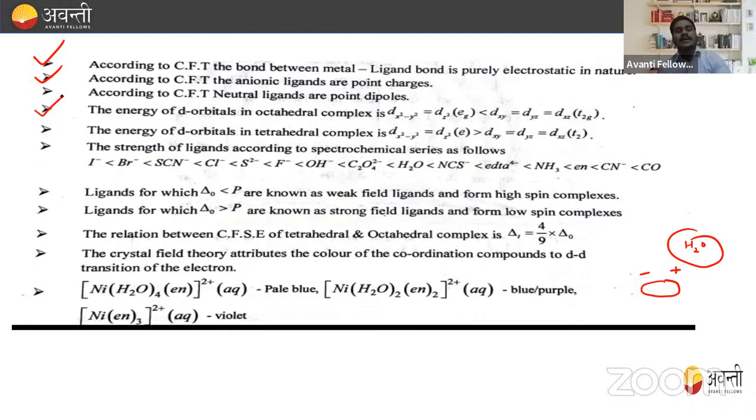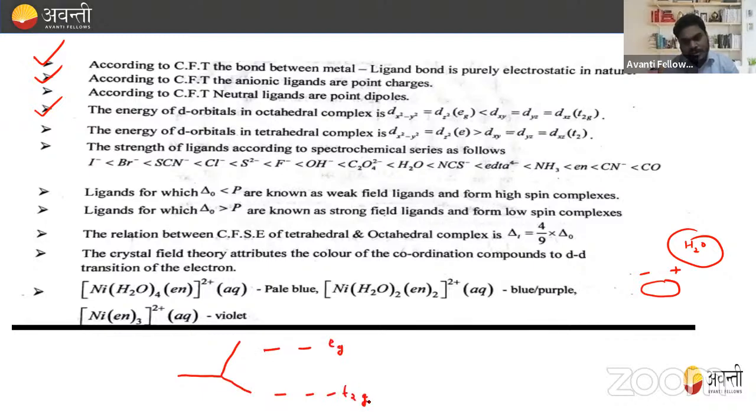Now, the most important thing is the energy of d orbitals in octahedral complexes: dx2-y2 is equal to dz2 and greater than dxy, dyz, dxz, which is called t2g. Similarly, the energy of d orbitals in tetrahedral complexes is like that. So how will you draw the complexes now? Let me draw, and you can understand in a better way. If I'm talking about CFT and the octahedral splitting, then this is known as eg.